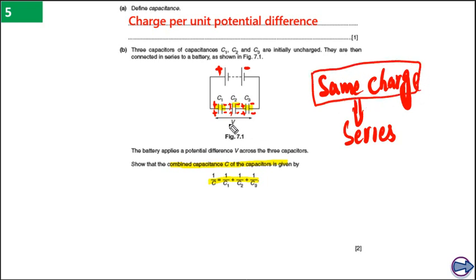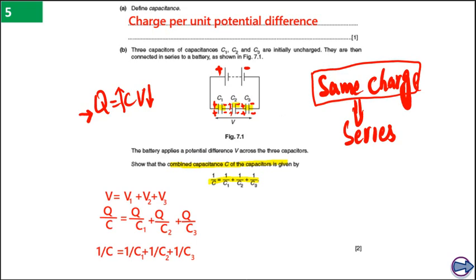But we need to be quite clear about this one. As Q is equal to CV, Q is the same on each plate, but C is different. If C is greater, the potential difference will be small, and vice versa. So if it is a big capacitor, the potential difference will be lower. If it is a small capacitor, the potential difference across that capacitor will be higher. So based on this, we can derive the formula.